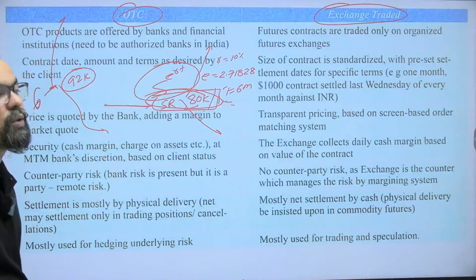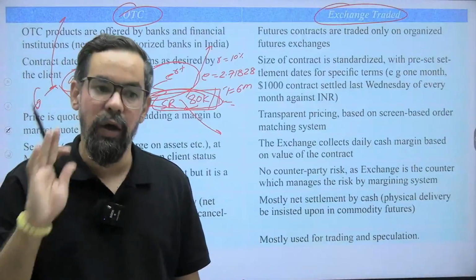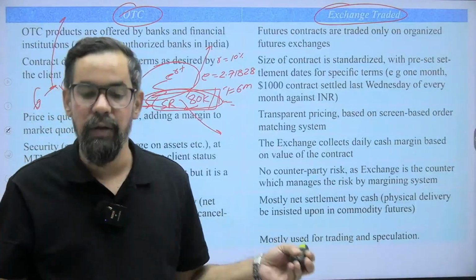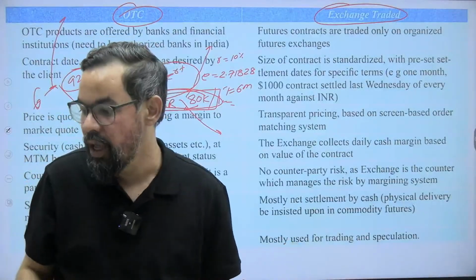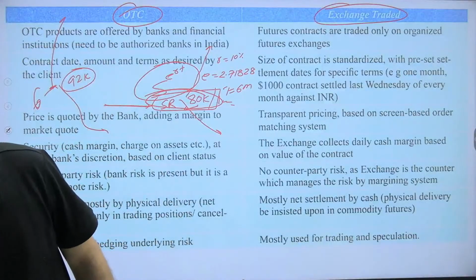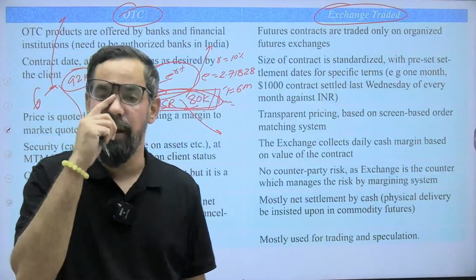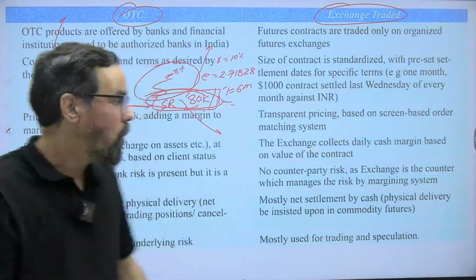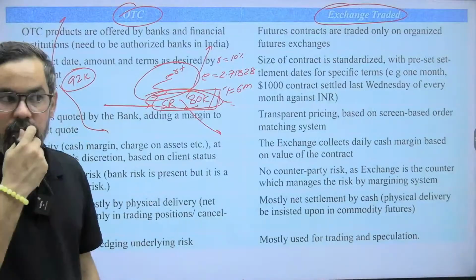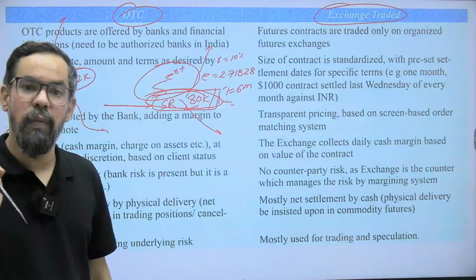So that's why every book and every definition, wherever you search, you'll see the same definition: derivatives are financial instruments whose value is derived from and dependent upon an underlying asset, right? We have four types of derivatives: future, forward, option, swap.